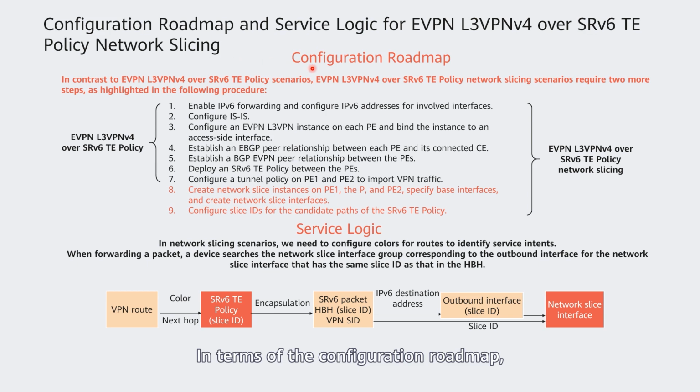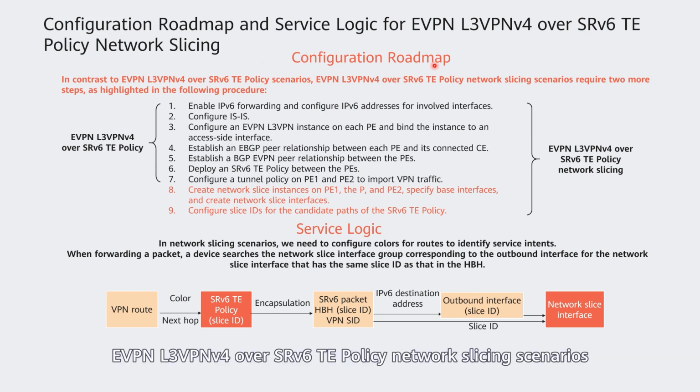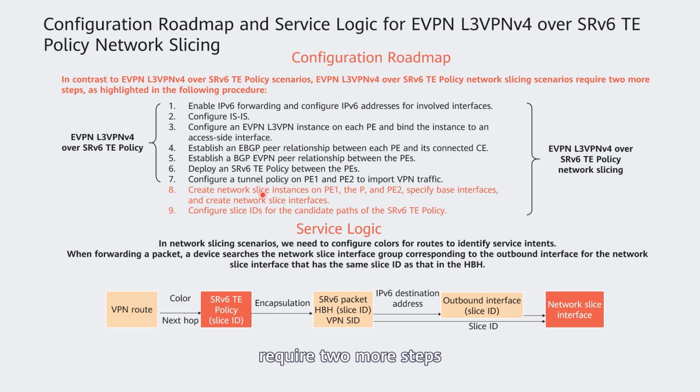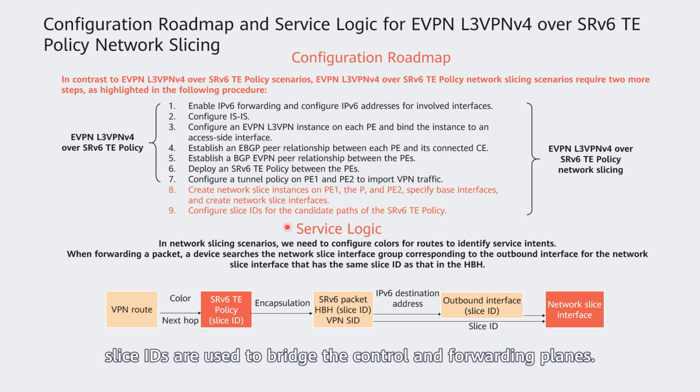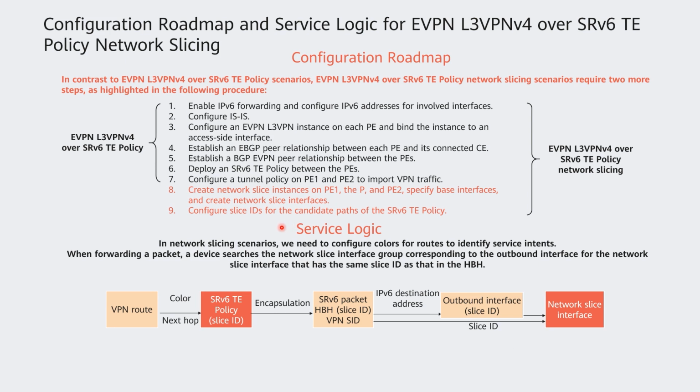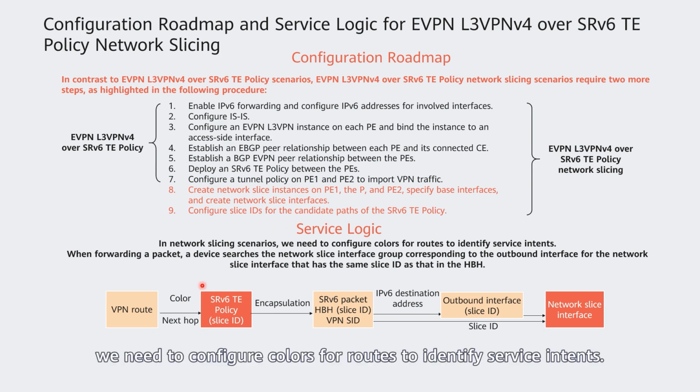In terms of the configuration roadmap, EVPN L3VPNv4 over SRv6 TE policy network slicing scenarios require two more steps than EVPN L3VPNv4 over SRv6 TE policy scenarios. We'll describe these steps later. In terms of the service logic, slice IDs are used to bridge the control and forwarding planes. In network slicing scenarios, we need to configure colors for routes to identify service intents.